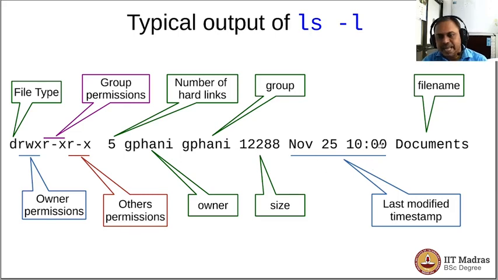And then comes the timestamp. So when was the last time this directory was modified? That is given as a timestamp. And in case the year is different, the year also would appear here.